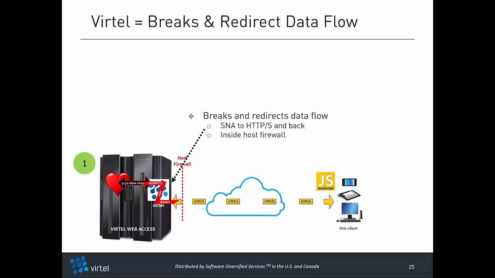Instead, they reach Virtel, which breaks and redirects the data flow, from SNA to HTTP and back on the host behind the protection of the host firewall. This significantly decreases the exposure to web attacks. If an attacker infiltrates the HTTP connection, they will reach Virtel, not the host application.